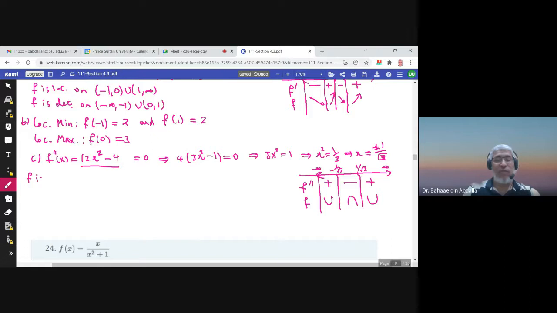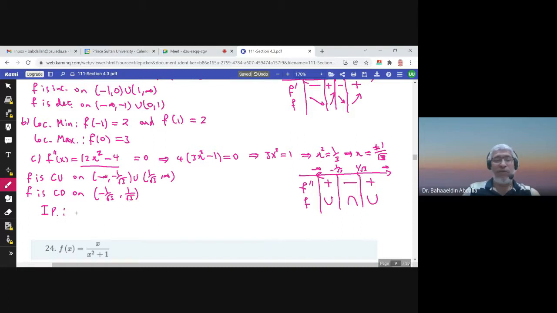So f is concave up on negative infinity to negative 1 over square root of 3, union from 1 over square root of 3 to infinity. And f is concave down on the interval negative 1 over square root of 3 to positive 1 over square root of 3. And we have two inflection points.